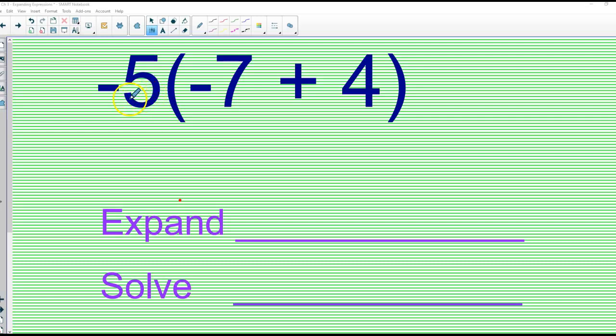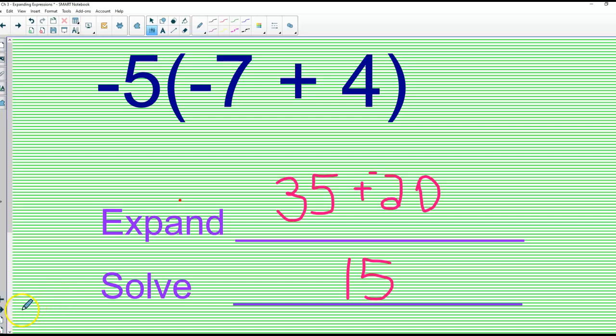So negative 5 times negative 7 would be a positive 35. And negative 5 times a positive 4 would be negative 20. So I'm putting minus or negative 20 there. Okay, now we're ready to solve. So 35 minus 20, if I do my leave, change, opposite, I'm just going to get an answer of a positive 15.